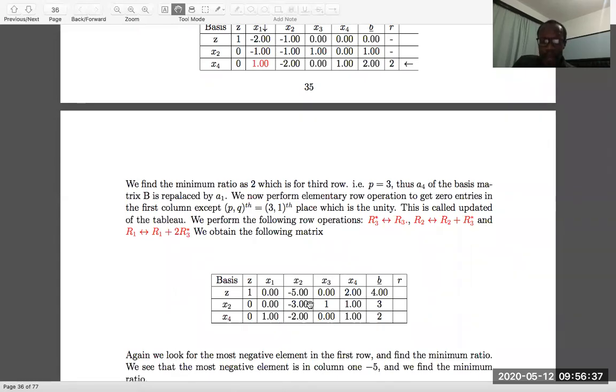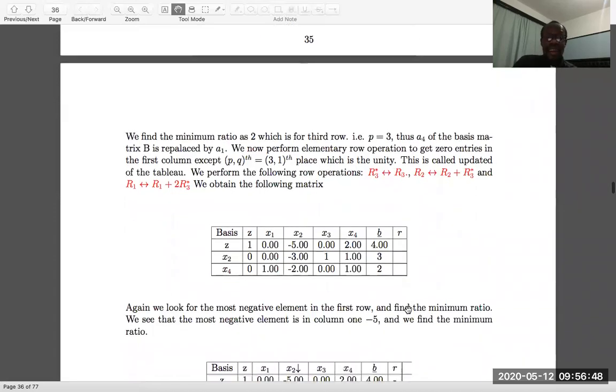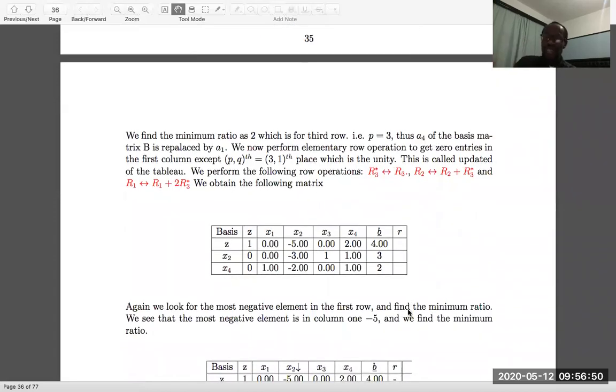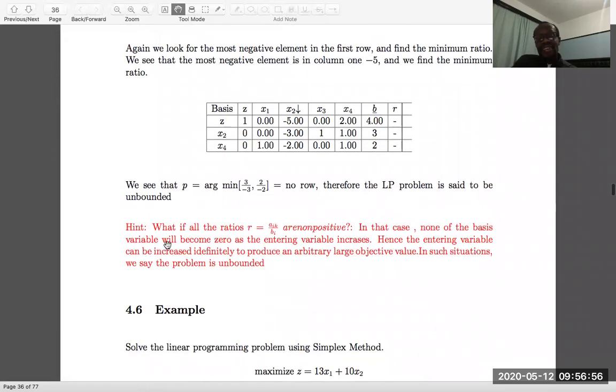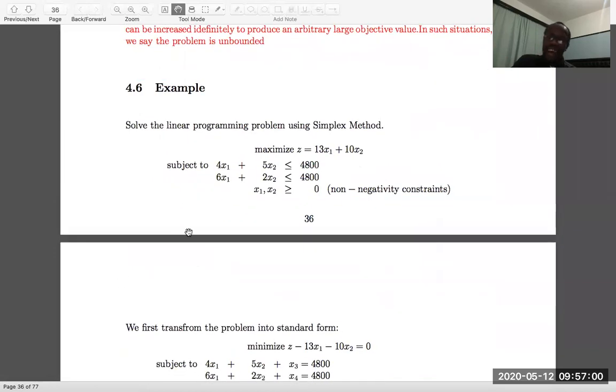But see what happened. When you divide 3 by that, you get a -1. When you divide 2 by that, that's a negative as well. So now my ratios are all negative. What that means is it signals that the problem is unbounded. So remember that, it is very important. This is a very important hint, you should remember that. So learn that.